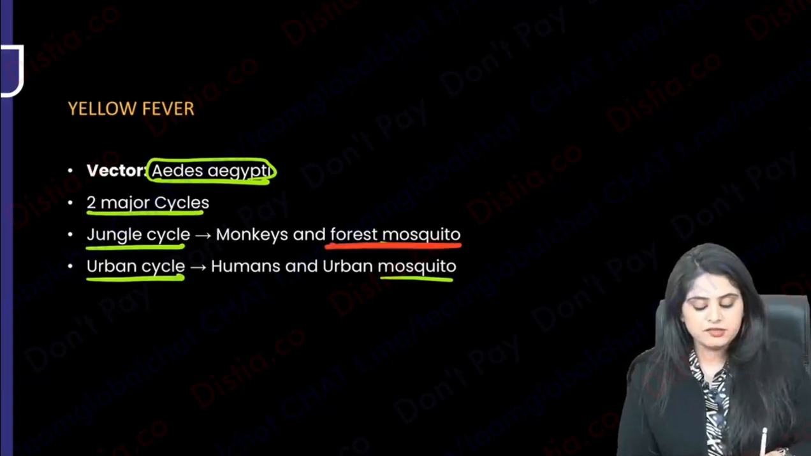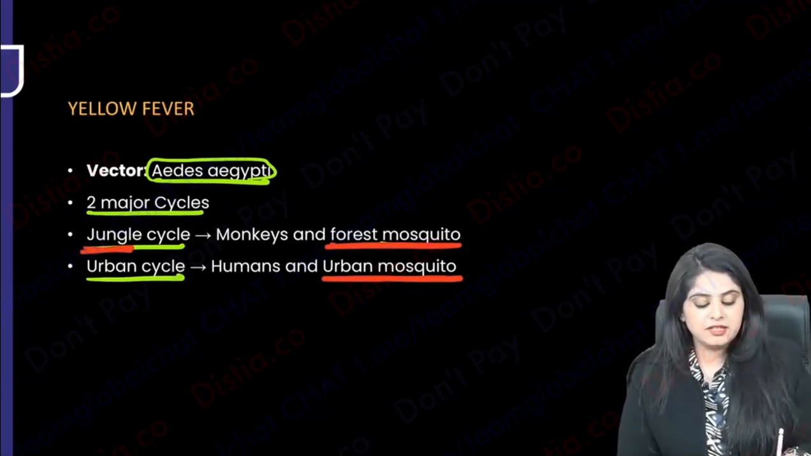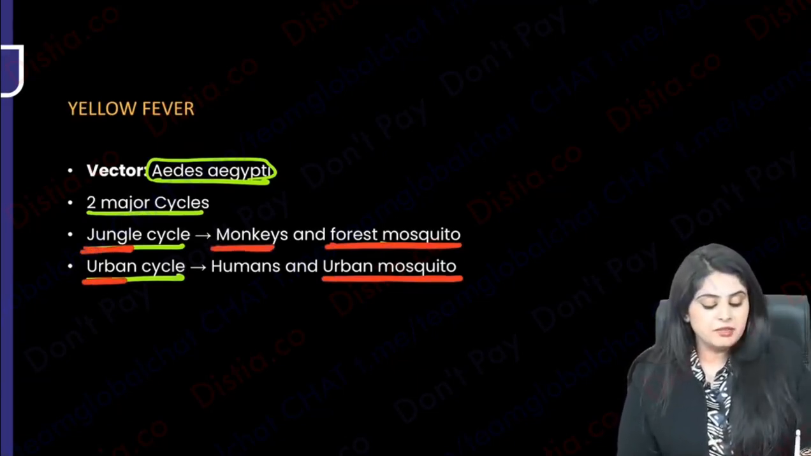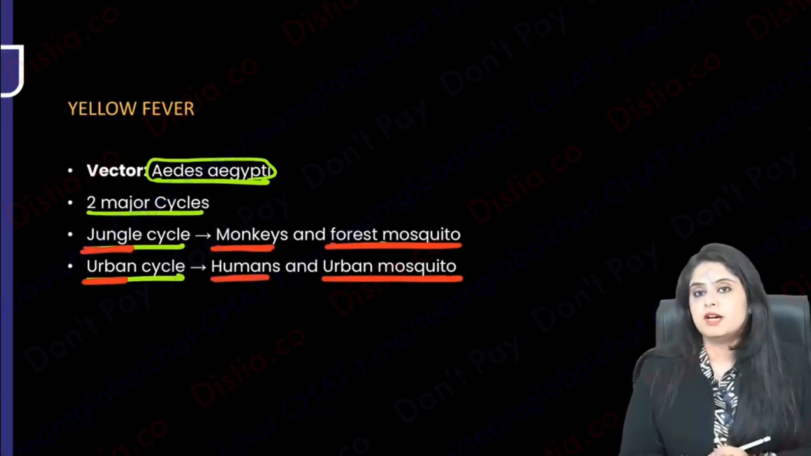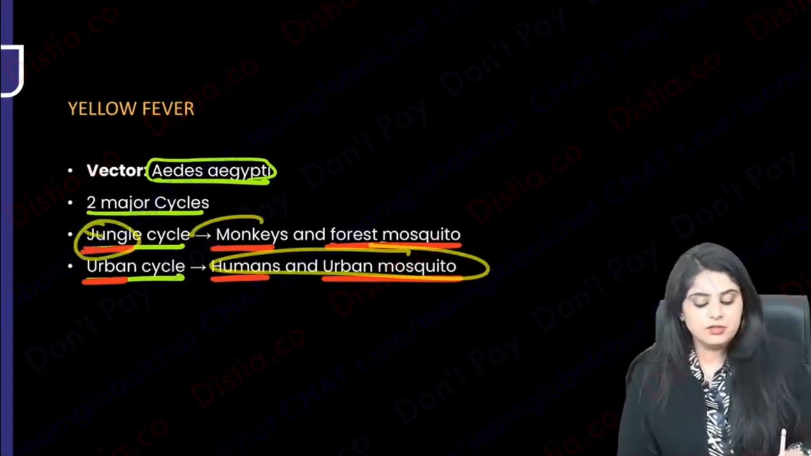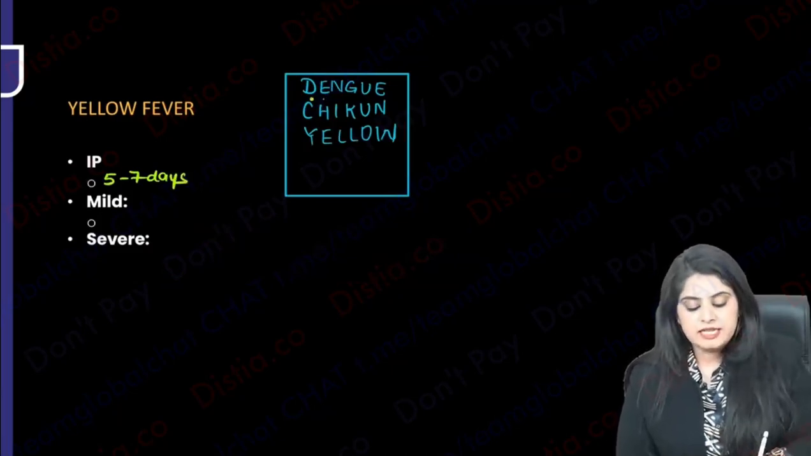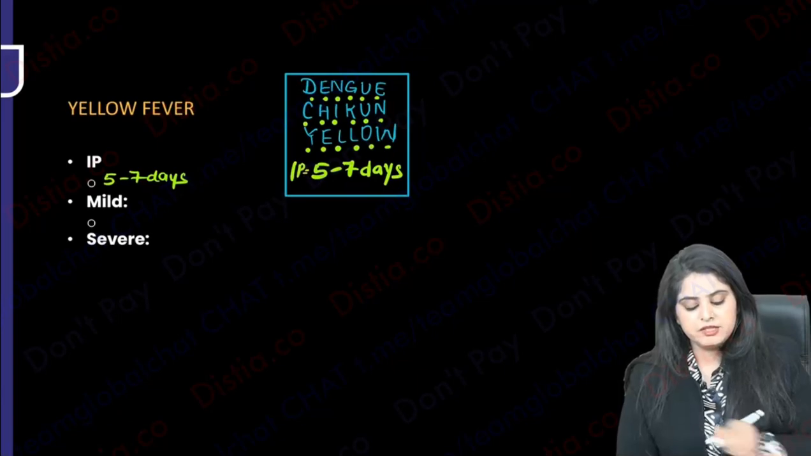The jungle has the forest mosquito, the urban has the urban mosquito. But what else? The jungle will have the cycle involving the monkeys. Whereas urban cycle will obviously involve us. So simple. Urban cycle is between humans and mosquito, and jungle is between monkeys and mosquitoes. So now starting incubation period, I have told you why 5 to 7 days हमें पता है. And for your revision, I have got you. Dengue has 5 to 6 alphabets. Chikungunya has 5 to 6 alphabets. Yellow has 5 to 6 alphabets. तो सबका 5 to 6 या 7 days का incubation period is set.